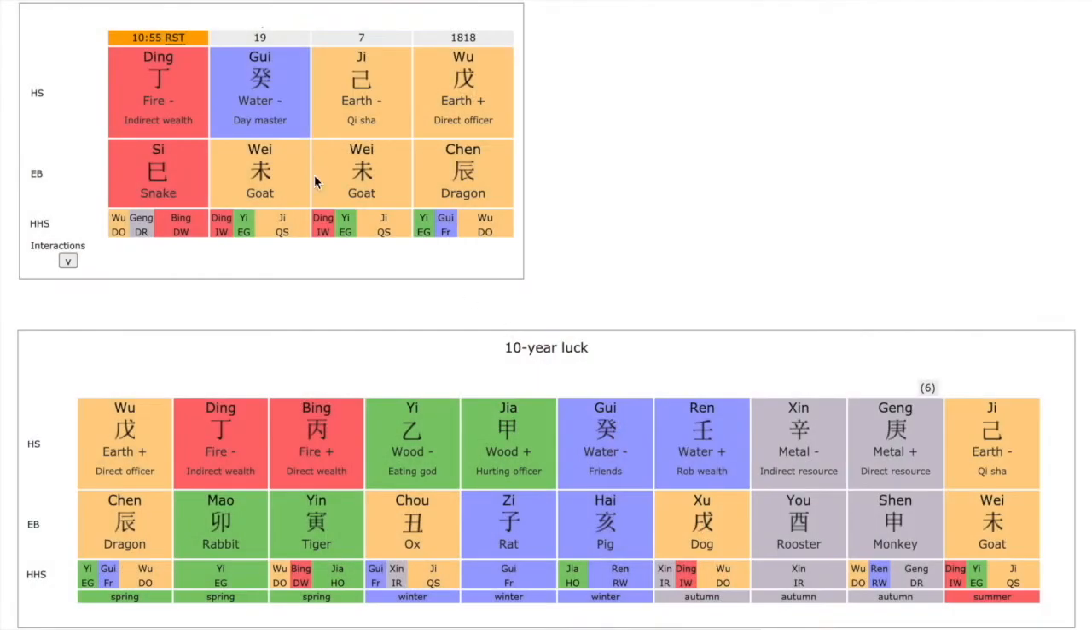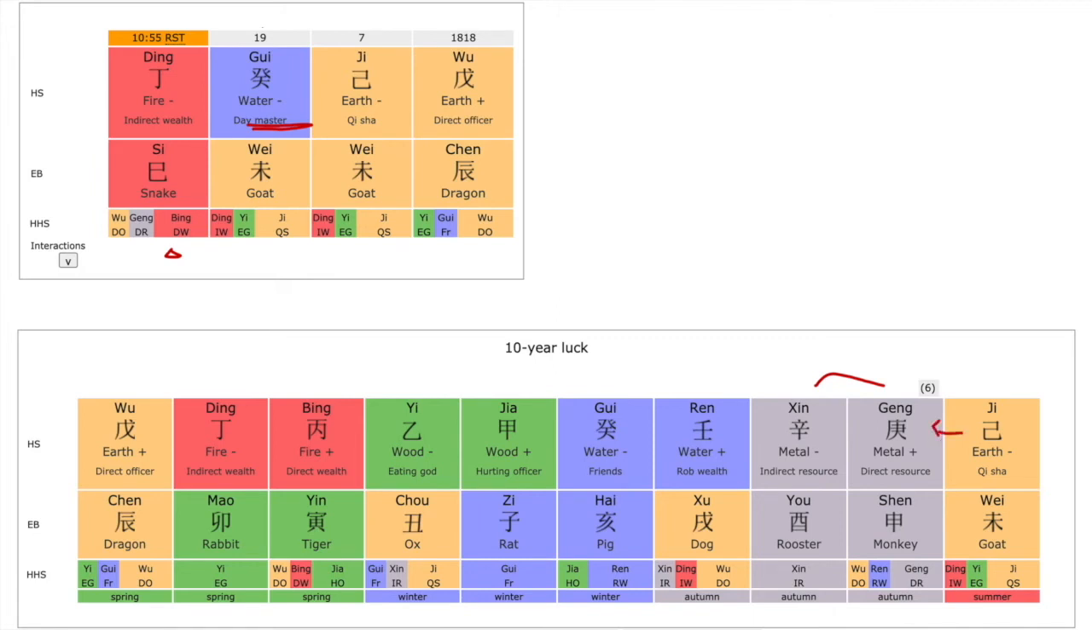Here comes our example. Daymaster is water. The whole chart is full of earth and fire. Fire is good. Fire produces earth. More money gives you more power. However, this person is not that lucky in his early age. From age 6 to 26, he was full of metal, the resource element, which weakens the power element. The power element now has to go produce metal.